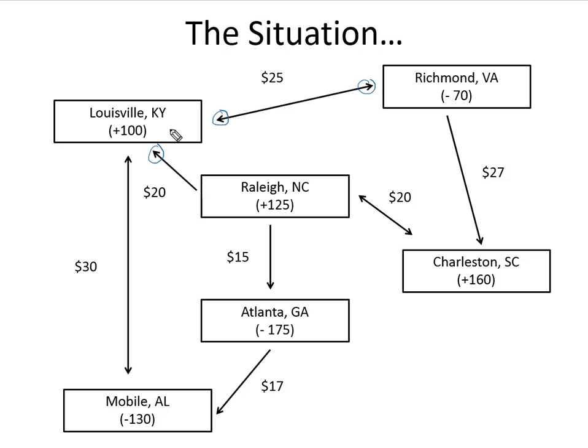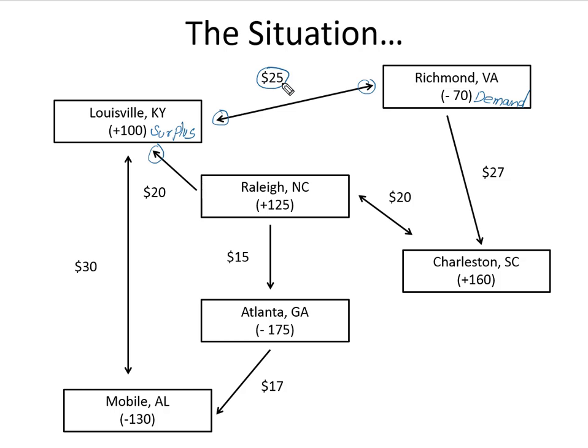Now, for each city, you will see either a positive number or a negative number. A positive number represents a surplus, for example, that this city has a surplus of 100 blood units. A negative number depicts the demand, that this city is short by 70 units, so it will need 70 units to meet the demand. Finally, each route has a per unit shipment cost associated with it, and we have to keep that in mind.